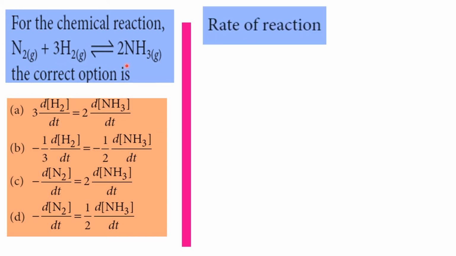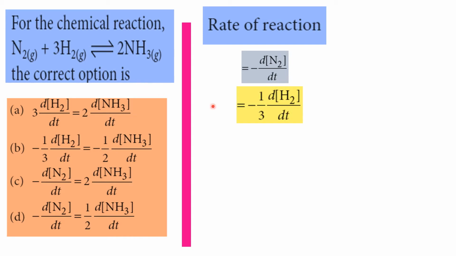So rate of the reaction equals minus change in the concentration of N2 with respect to time. Here minus, reactants. For hydrogen, minus the change in the concentration of H2 with respect to time. Here 3 is there, so 1 divided by 3 into. Okay, here product, so plus sign. 1 divided by 2, the change in the concentration of ammonia with respect to time.